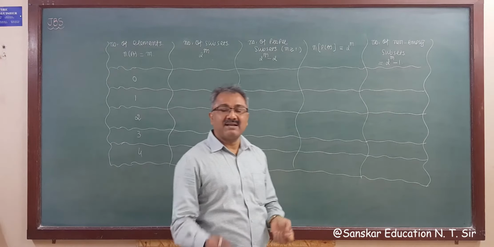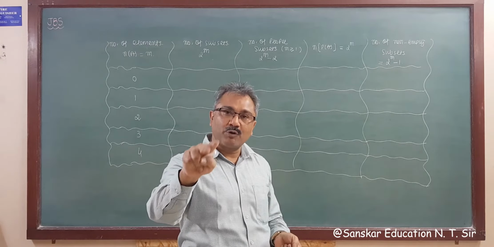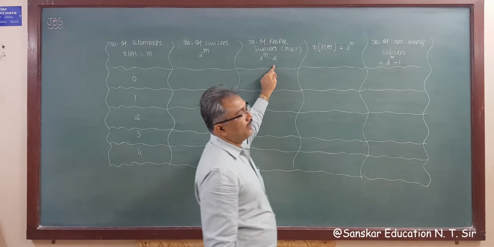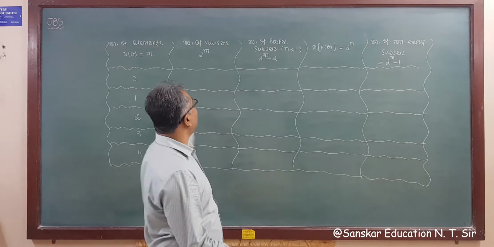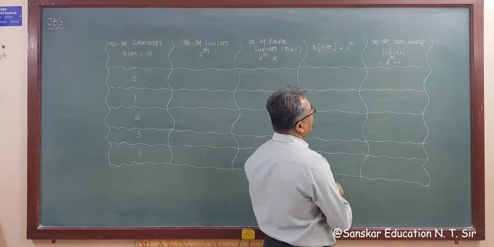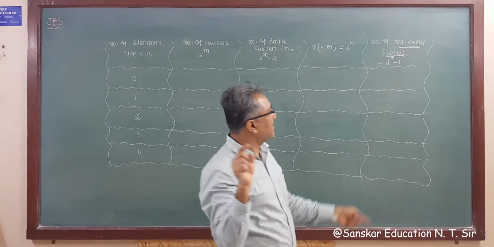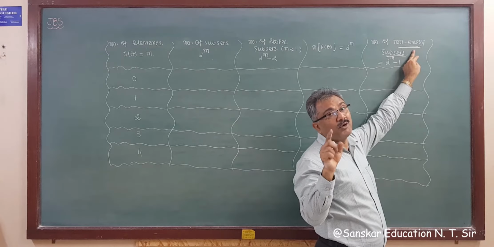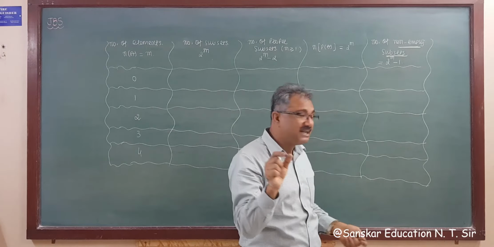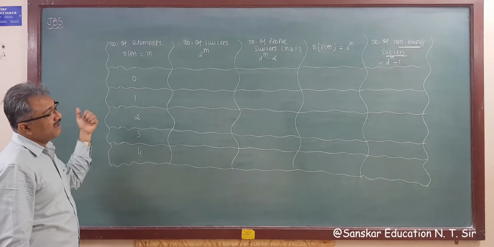Number of proper subsets means except set A and the empty set, that is, we have to remove two sets or two elements, right? That is 2 raised to m minus 2, and the number of power set of A is the same as the number of subsets, that is 2 raised to m. But remember this thing, this is very dangerous, the word non-empty subsets. Non-empty means you have to remove the empty set from all subsets. That means you have to neglect one element, that is 2 raised to m minus 1, right? So for this comparison you can check.